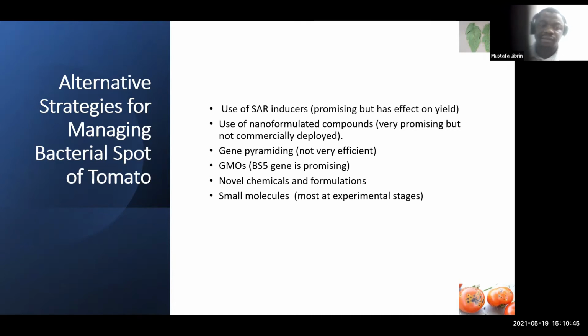Then GMOs, the BS5 gene, for example, is promising. And different novel chemicals and formulations have been tried against the bacterial spot disease. It's still coming up, and most of them are used at experimental level. Also, small molecules, which I'm talking about today.